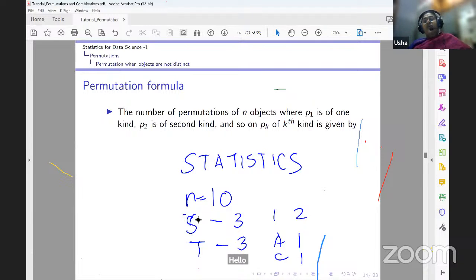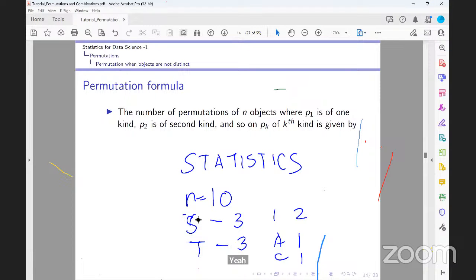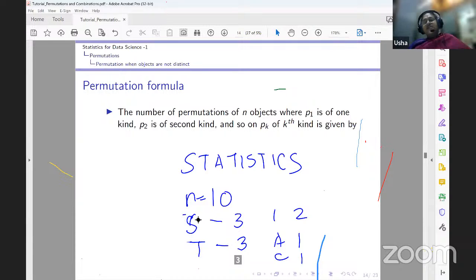It is 10 factorial divided by 3 factorial into 3 factorial into 2 factorial. Is that clear?